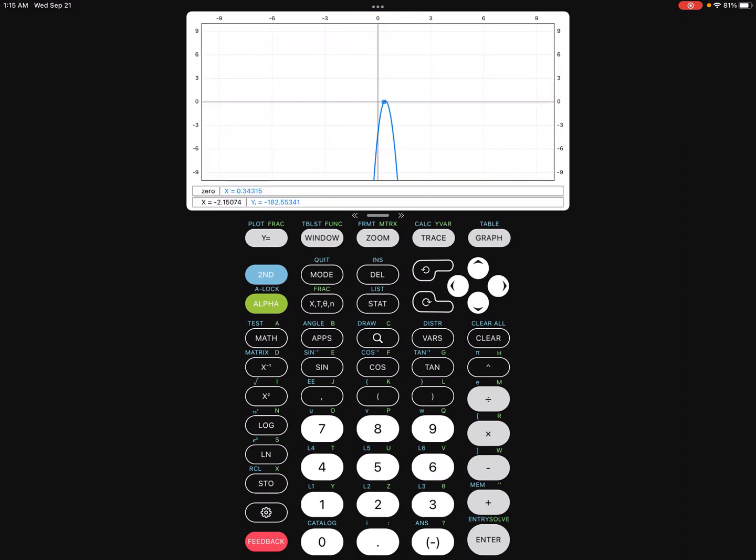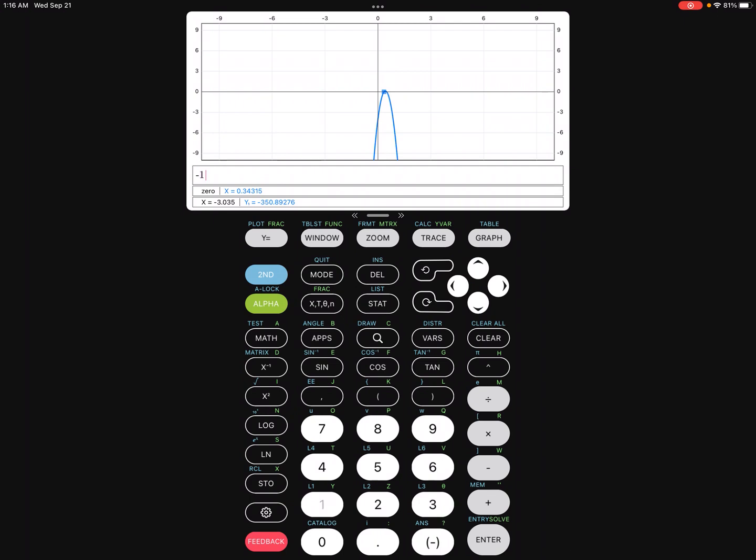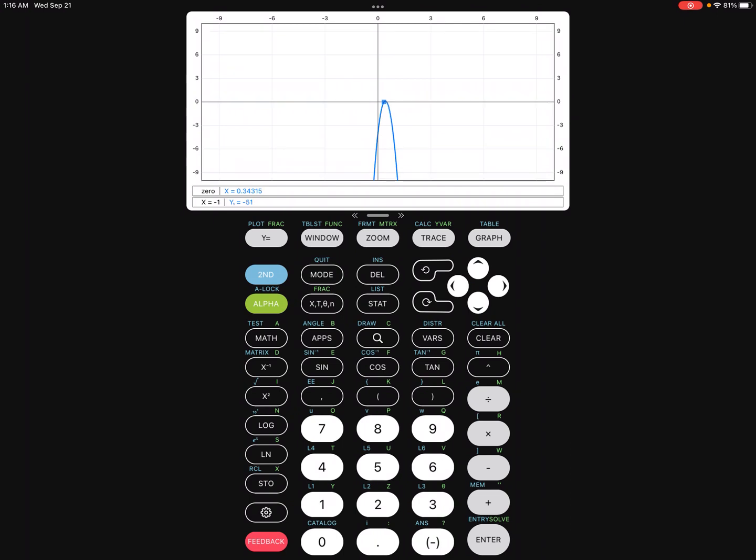All right? So what you're going to do here is you're going to now hit trace, just that top second button in, hit trace. You can see it's kind of blinking because I'm touching it. So you hit trace, and then you're going to just try typing in a number. So I typed in a -1, I hit enter. And then if you look at the bottom of the white screen, it says when x is -1, the output is -51. So obviously -1 didn't work. And we can look there and see there's no x-intercept at -1 anyways.